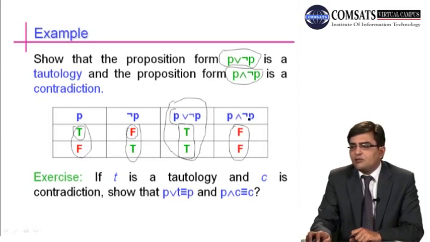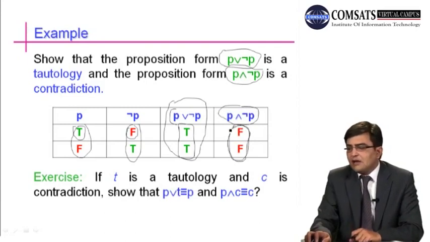Therefore, this compound proposition is a contradiction. We can see also that the individual propositions have truth values both true and false, but this compound proposition has false value in all rows, in every row. Therefore, this compound proposition is a contradiction.